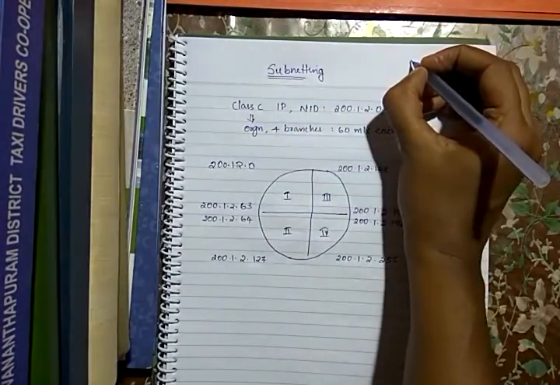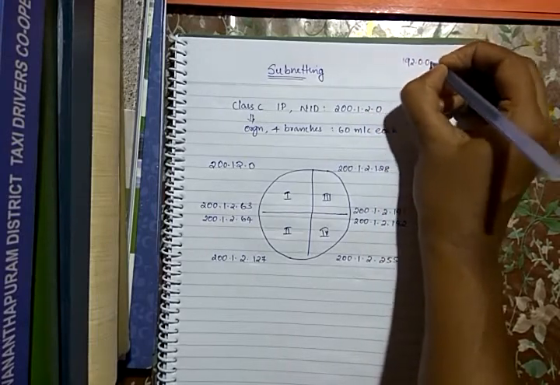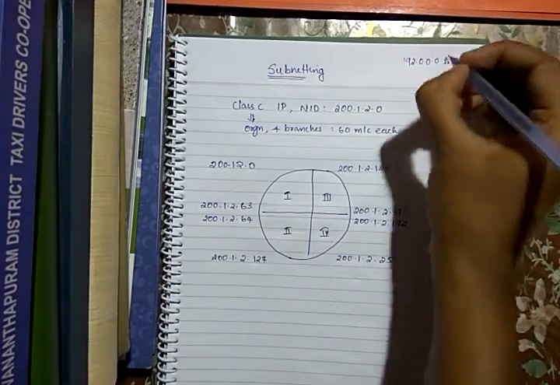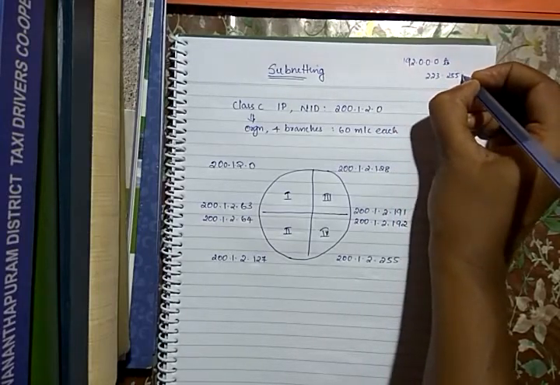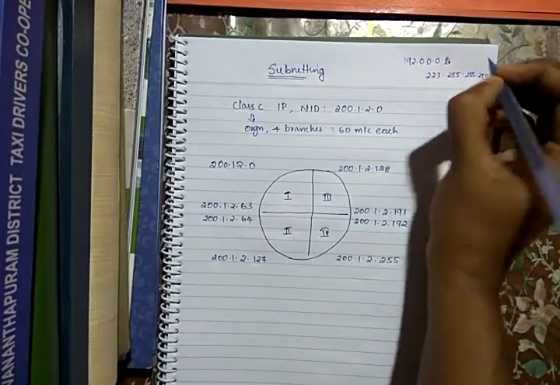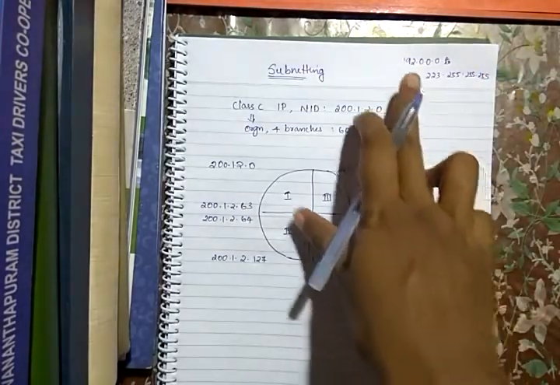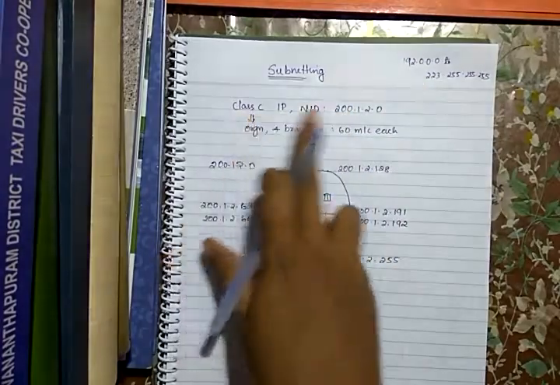That is any address within the range 192.0.0.0 to 223.255.255.255, which is what we call a class C IP address. Now, as this 200 is within this range, you can see that this is a class C IP address.